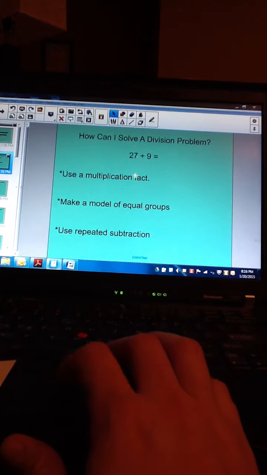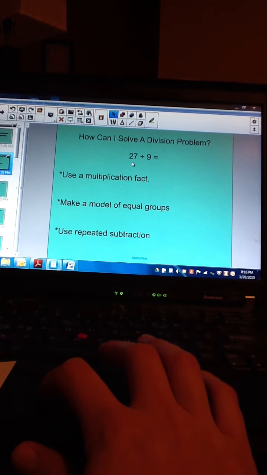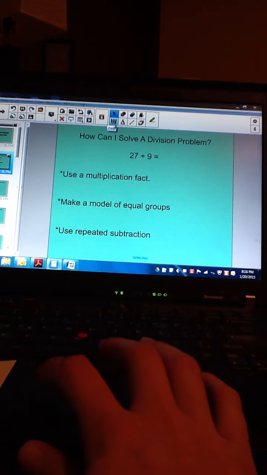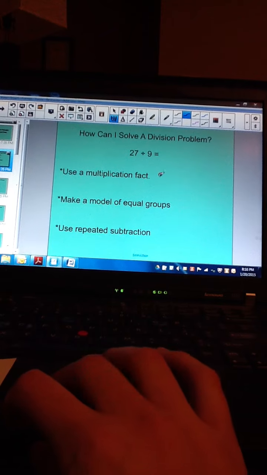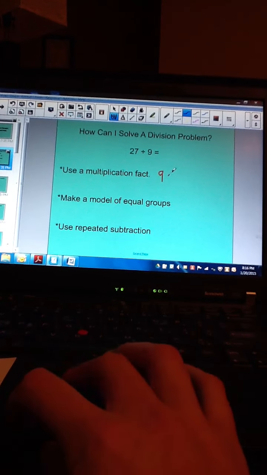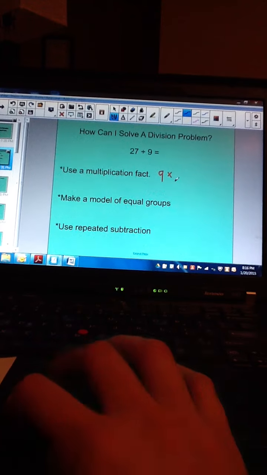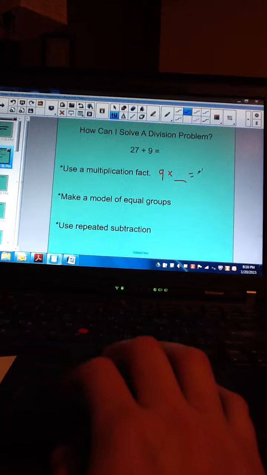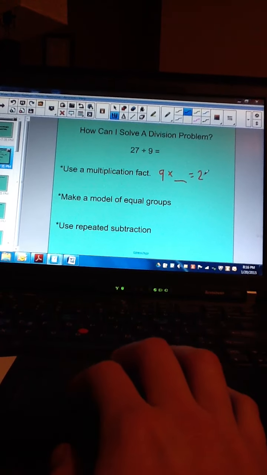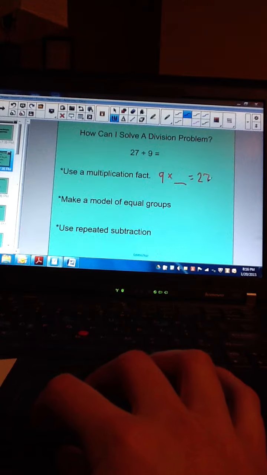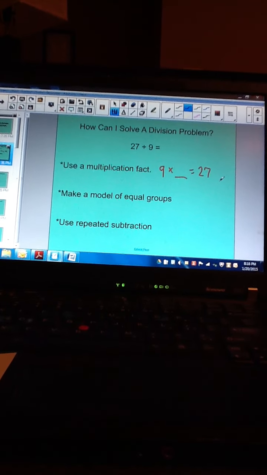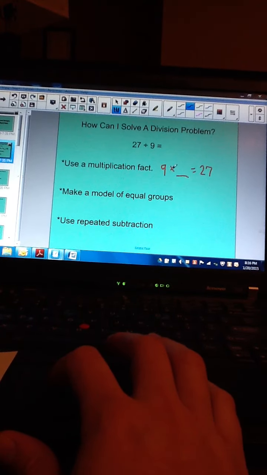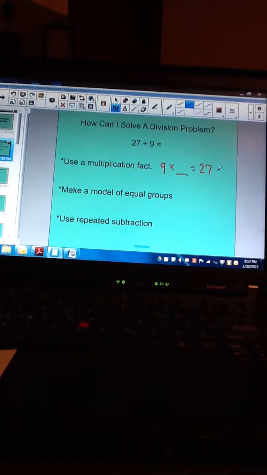Say I have the problem 27 divided by 9. The first thing I can do is use a multiplication fact. I could think of 9 times what number equals 27. And if I didn't already know my multiplication facts, I could use one of the multiplication strategies we've been working on that are on our anchor chart to help me figure that out. 9 times what equals 27.